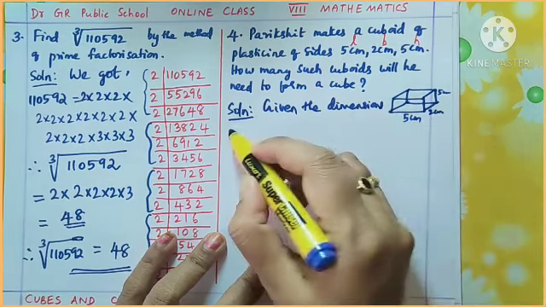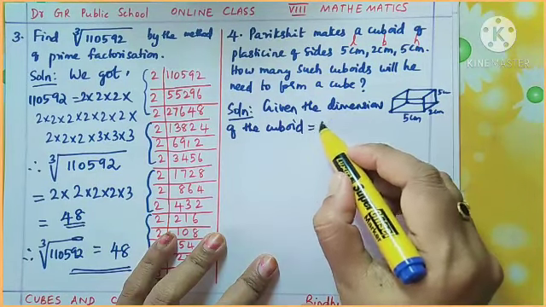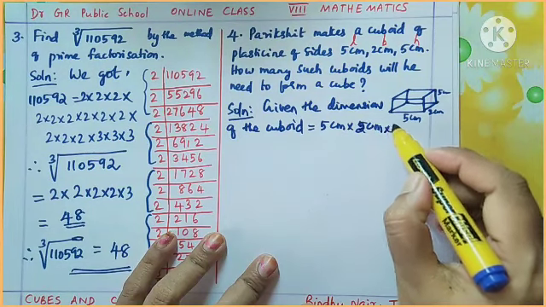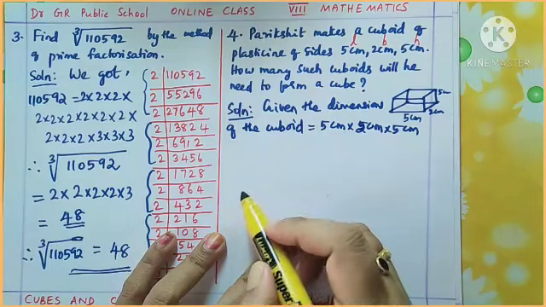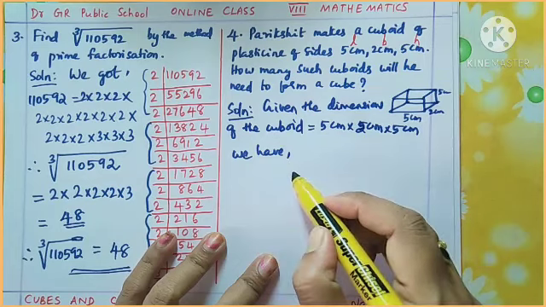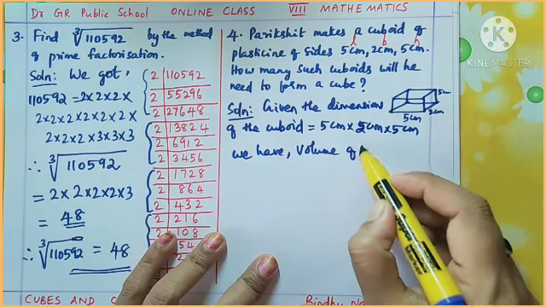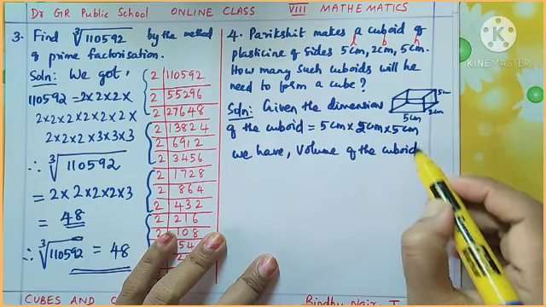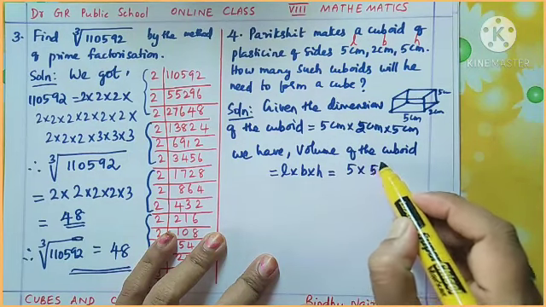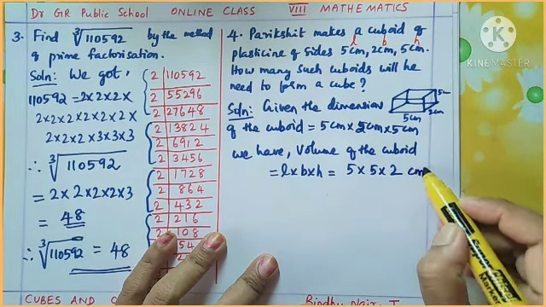of the cuboid. So first the cuboid is equal to 5 cm, 2 cm, 5 cm. Now we have the volume. We can say volume of the cuboid. Volume of the cuboid, you know, L into B into H. So that is 5 into 2 into 5. Okay. So this is the volume of the cuboid, centimeter cube.